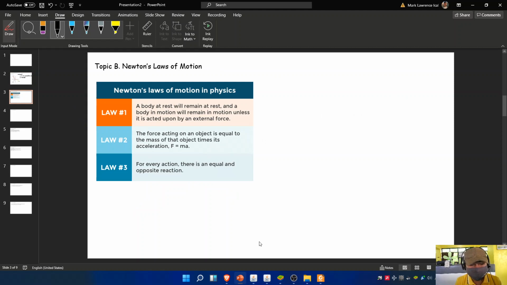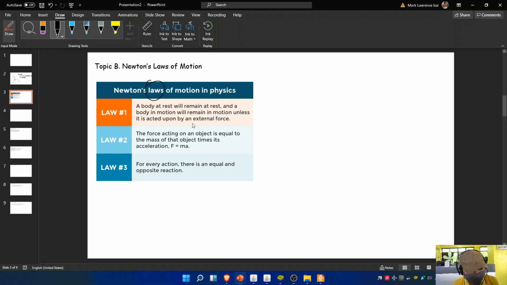So hindi ko na masyadong elaborate to kasi nga hindi na to bago sa inyo, nadaanan na sa high school to. Pero syempre, review lang ng konti. So we have three basic laws of Newton. So law yan, ibig sabihin law. Hindi yan theorem, hindi yan postulate. So this is law. This is true.